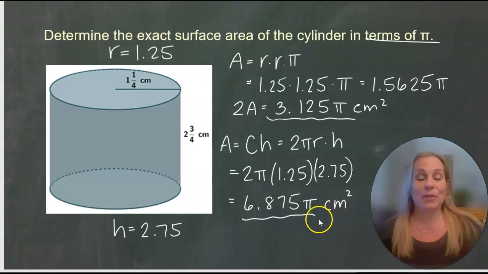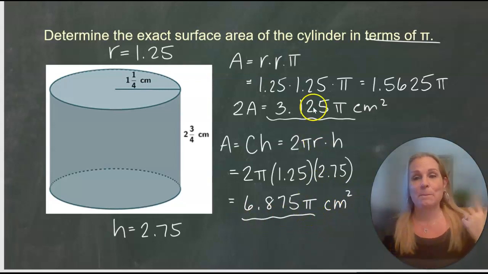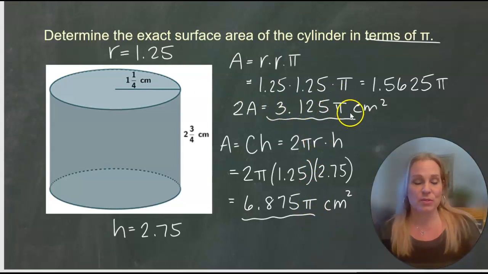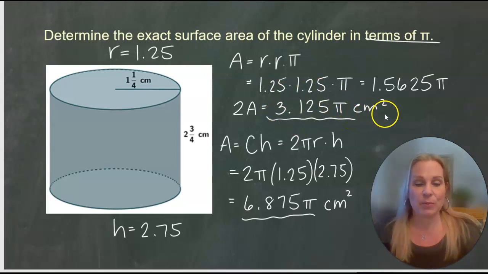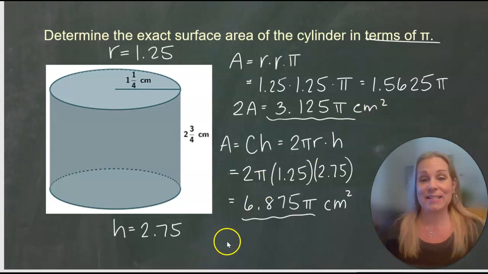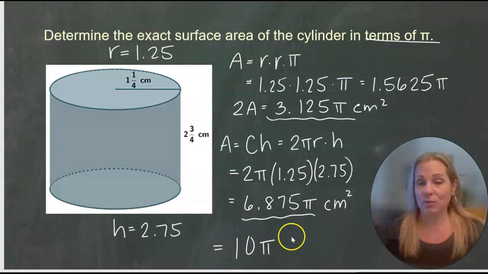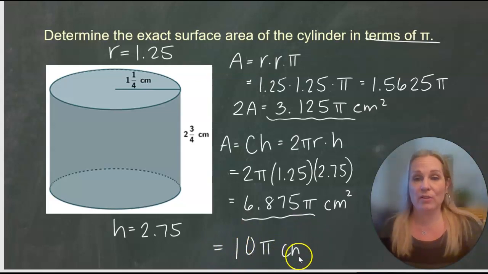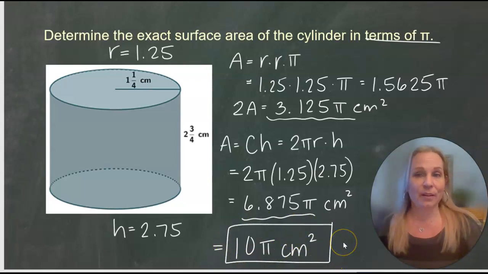So now I've got to put the rectangle that wraps around the sides together with the circles. So I'm going to add 6.875 and 3.125, and I get 10. So 10 pi, don't forget the pi, it's still part of your answer, square centimeters is the surface area of our cylinder.